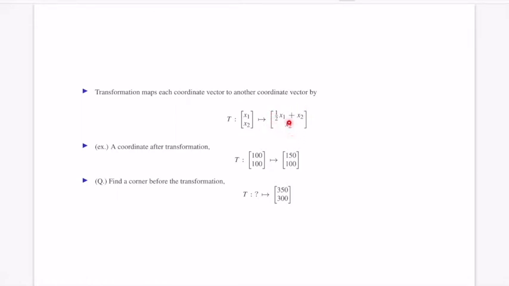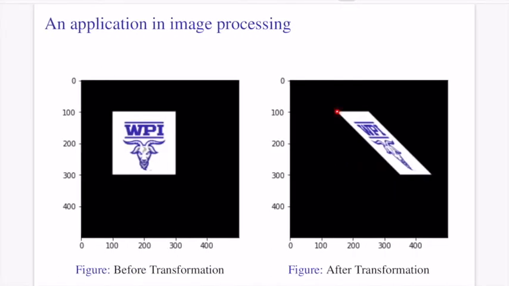The x2 coordinate does not change in this formula, so we can just copy 100 to 100. And the first coordinate, x1, is changed by half of x1 plus x2. So here, half of x1 plus x2 is 150. Now, if we go back to the picture, we will see that this corner has exactly 150 as the horizontal coordinate value and 100 as its vertical coordinate value.